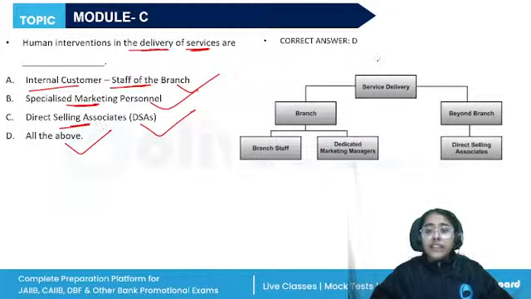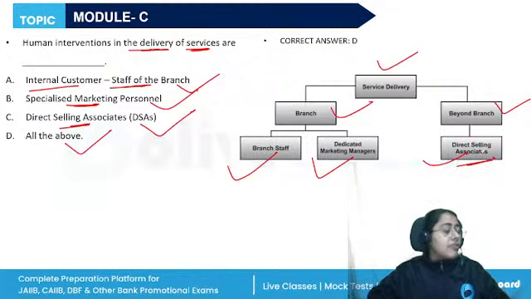The service delivery can be approached either through the branch or the remote medium beyond the branch. Through the branch, we have the branch staff and the dedicated marketing managers. And beyond branch, the banks can employ direct selling associates from the agencies working in this particular field. So the correct answer is option D.